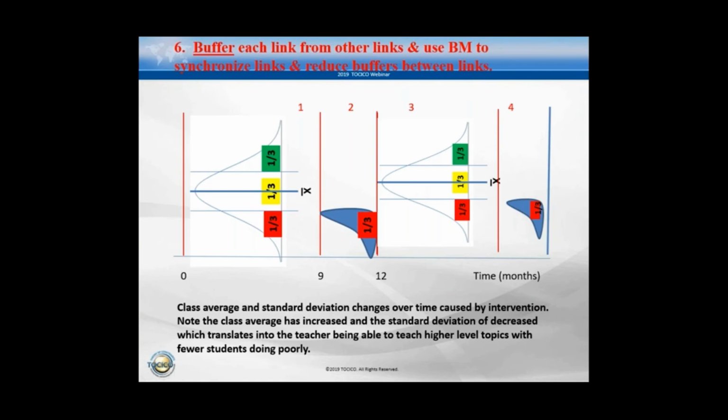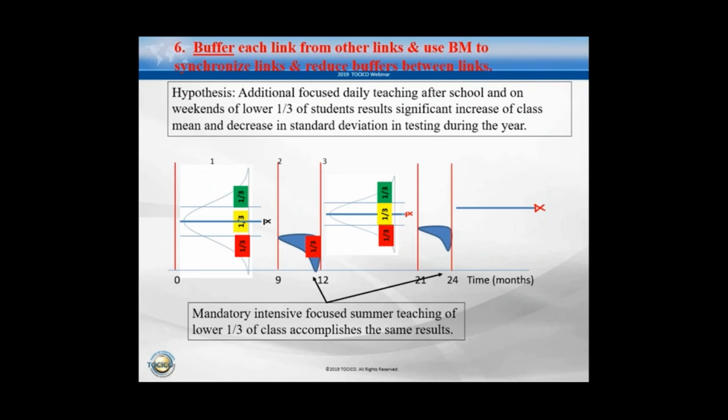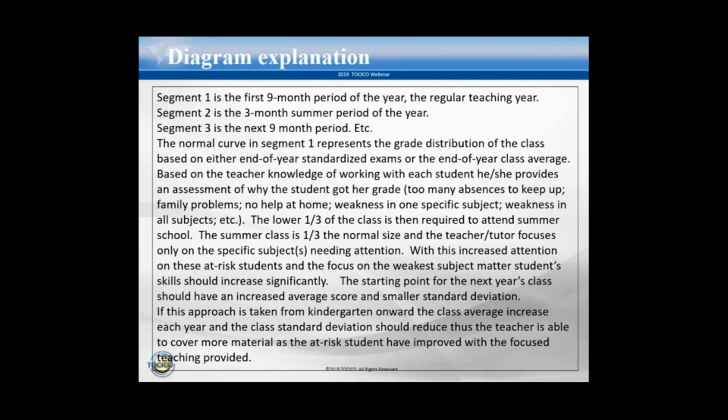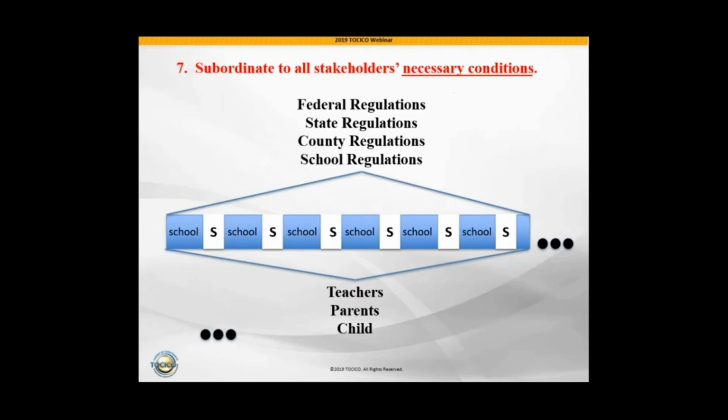I improve the mean and I reduce the standard deviation, which allows me to teach at a higher level in the next class. So if I continually take the bottom third, much smaller classes, much more focus on where they're weak, I'm continually improving students as they go through the system. Does that make sense? I hope you're saying yes out there. So that's what it looks like, and what's happening during those 3 segments that I showed over there.